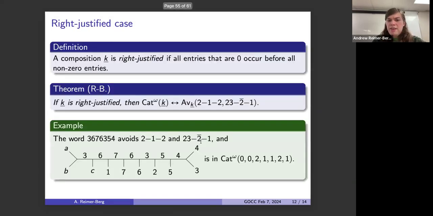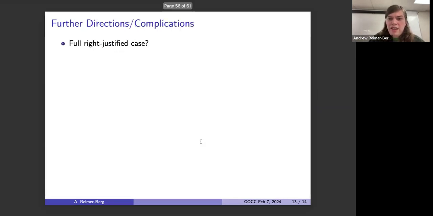Yeah, so that's at least the caterpillars of a much larger case. Can we go any further? I'll talk a little bit about where we've tried to go since then and some of the complications that come up. For the all ones composition, we started with the caterpillars and then built a bijection for all of the trees in that case. So can we do the same thing for the right justified case?